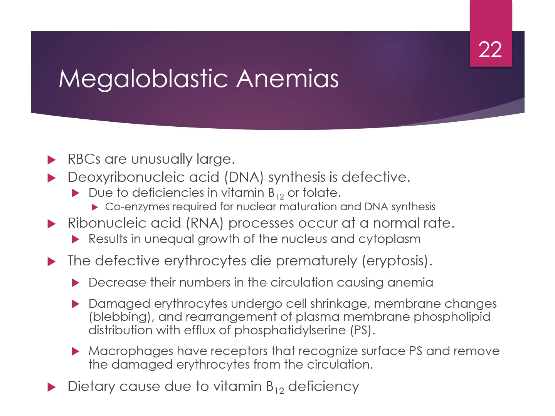Next, let's talk about megaloblastic anemias. Megaloblastic anemias is where we have RBCs that are usually large. We thus have defective DNA synthesis, which usually is the result of a vitamin B12 or a folate deficiency. That vitamin B12 deficiency can also be from dietary intake. And then that deficit thus leads to defective erythrocytes. And if we have defective erythrocytes that die, then we don't have enough in circulation, which leads to our anemia.